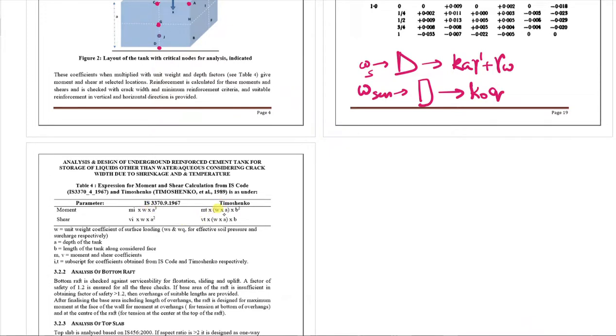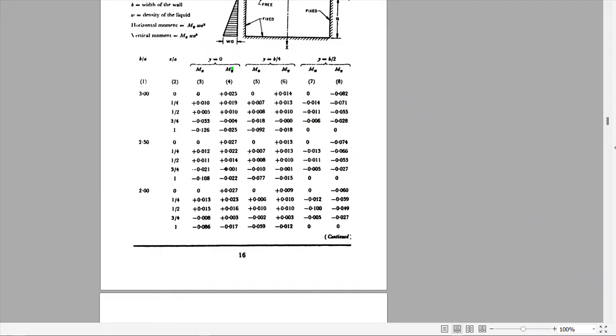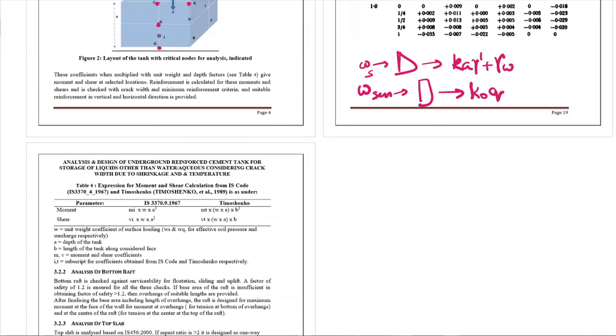Only single depth. Here we have power 3, okay. Here we have only power 1, A into B cube. B is the face which we are considering, so we have to multiply by the square of B. Similarly, in this VI, W into A square; for the similar case of Timoshenko, we have VT into WA into B.